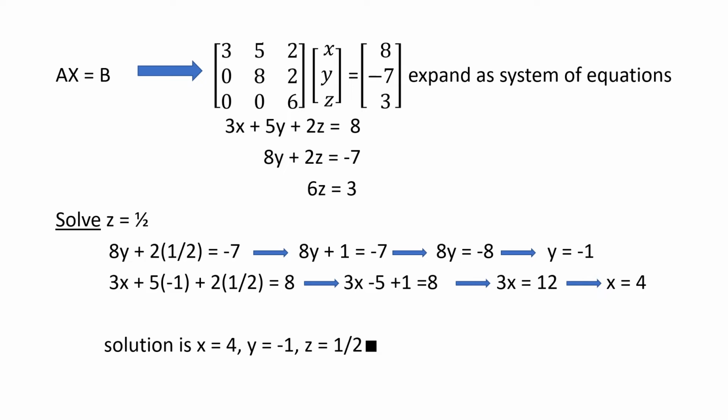Z is equal to 1 by 2. Substitute in the second equation. So 8y plus 2 into 1 by 2 is equal to minus 7. Simplify that, you will get y is equal to minus 1. Use z is equal to 1 by 2 and y is equal to minus 1. Substitute in equation number 1 and simplify, you will get x is equal to 4. The solution is x is equal to 4, y equal to minus 1 and z is equal to half. That gives you the unique solution.